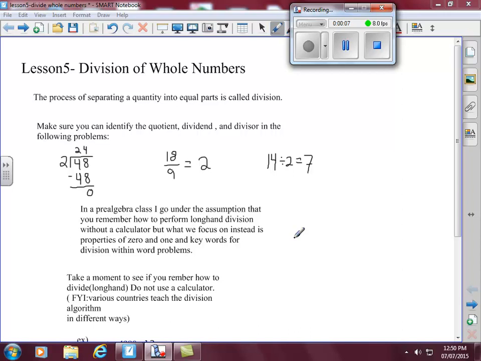Now we're on division of whole numbers. Remember, still whole numbers, not integers, not negative numbers, not fractions, not decimals. So I want to build the skills, so stay in the land of whole numbers for a while.